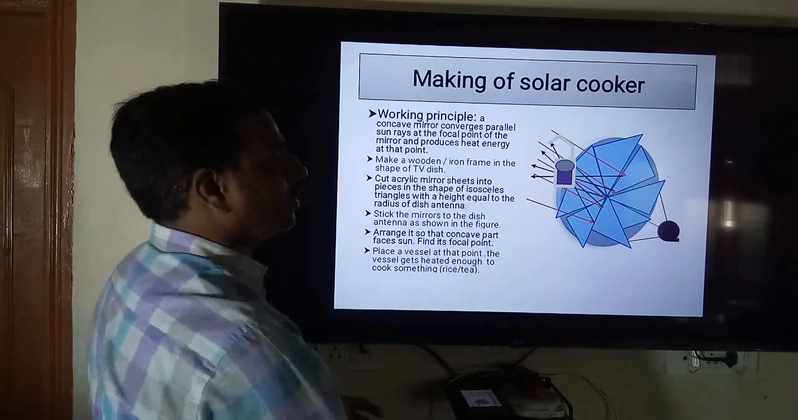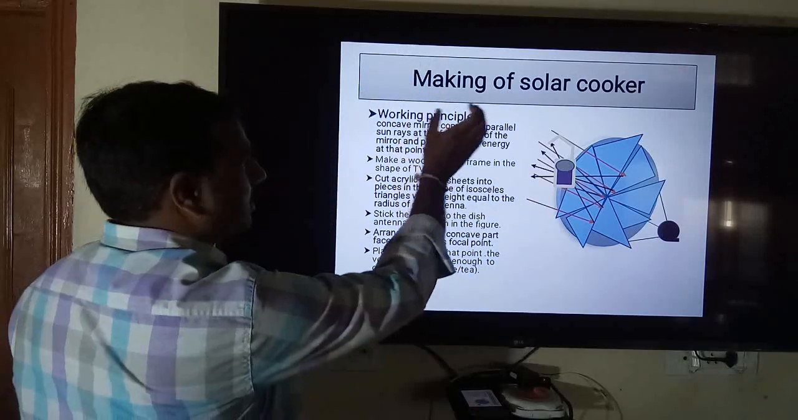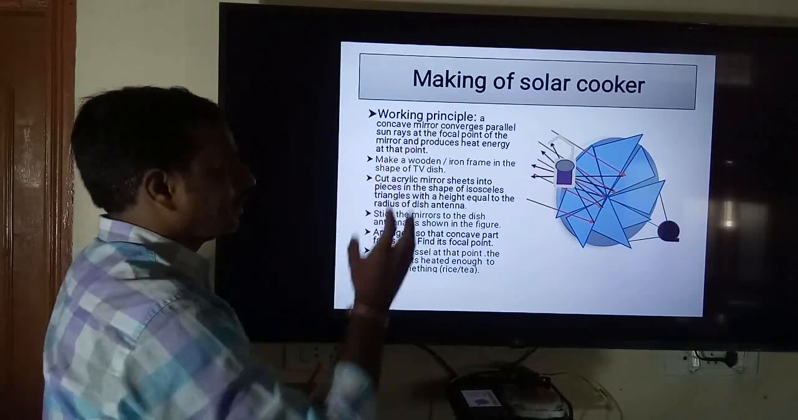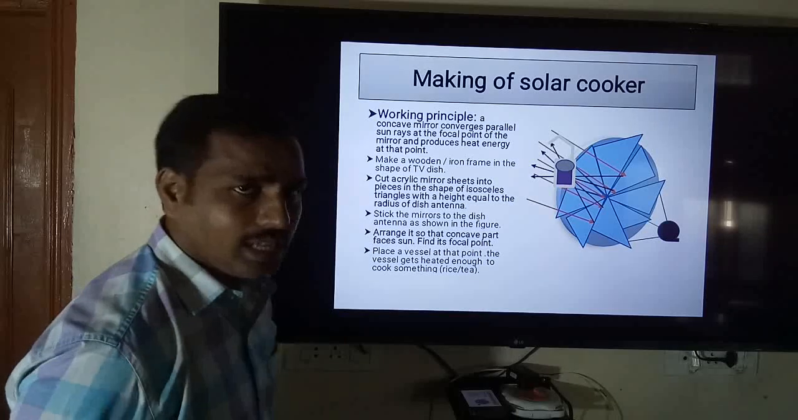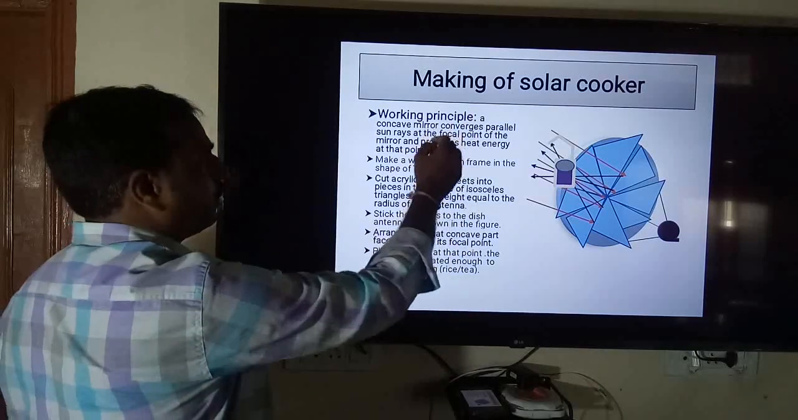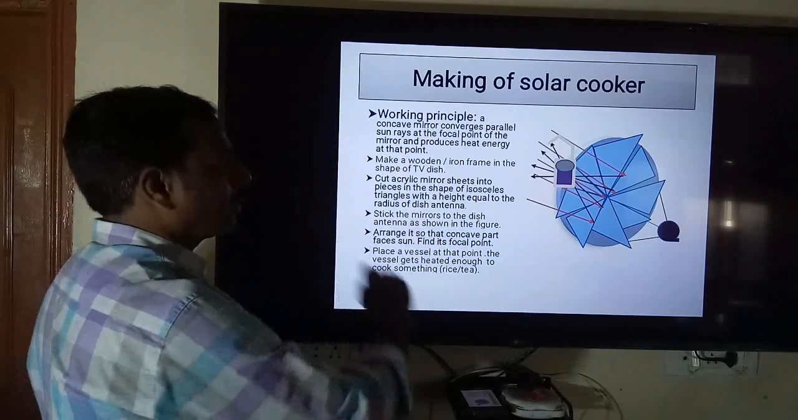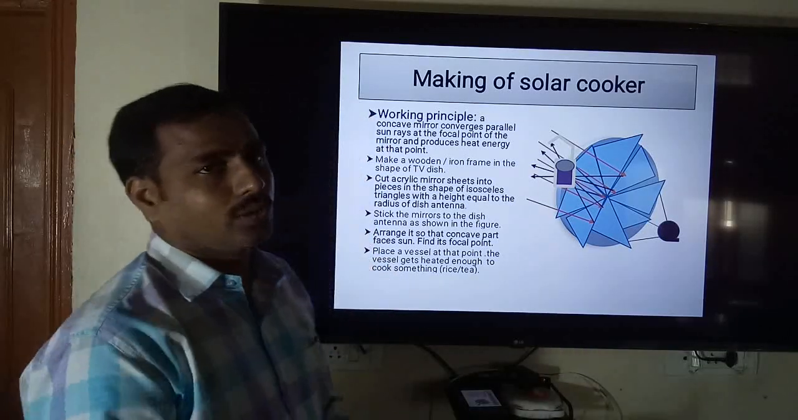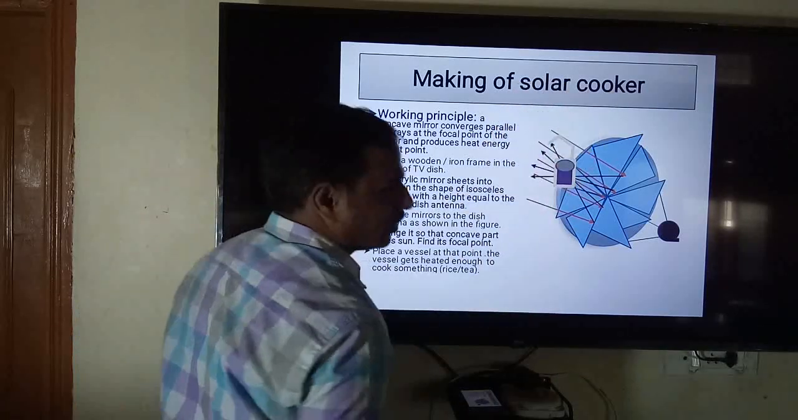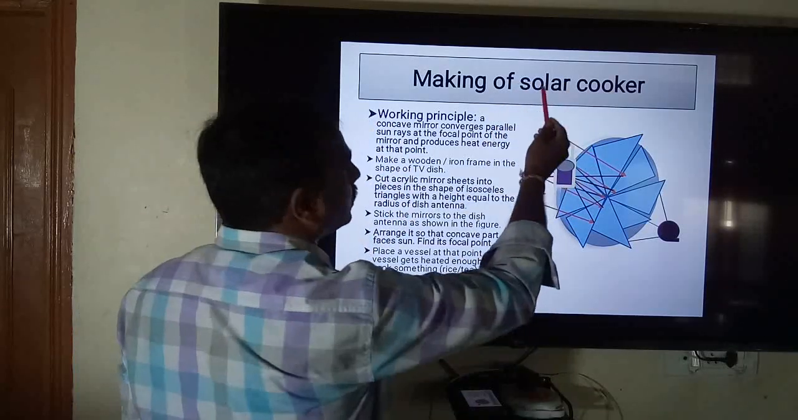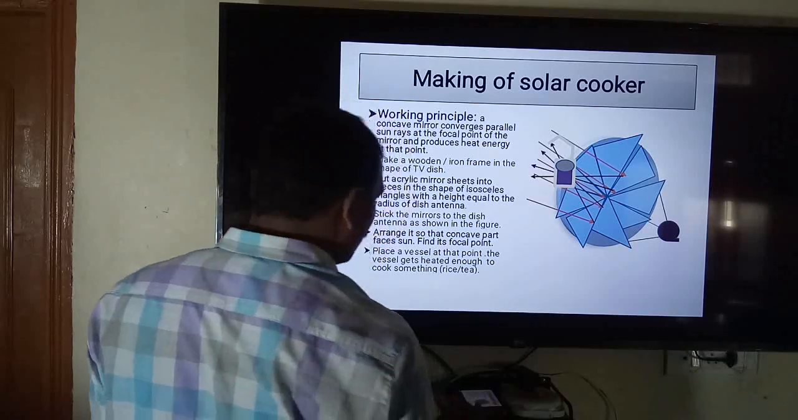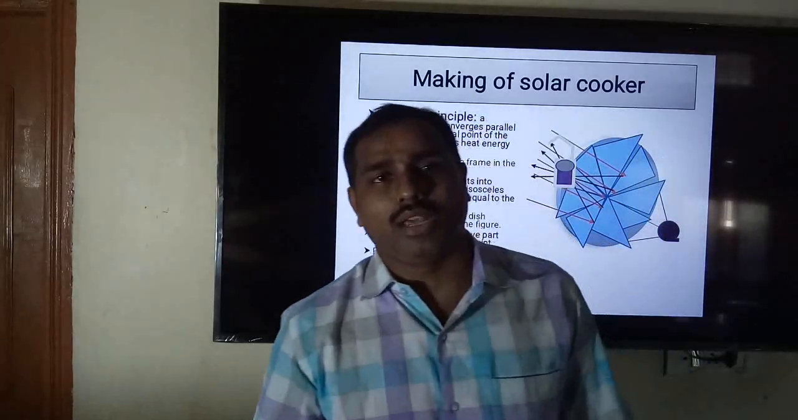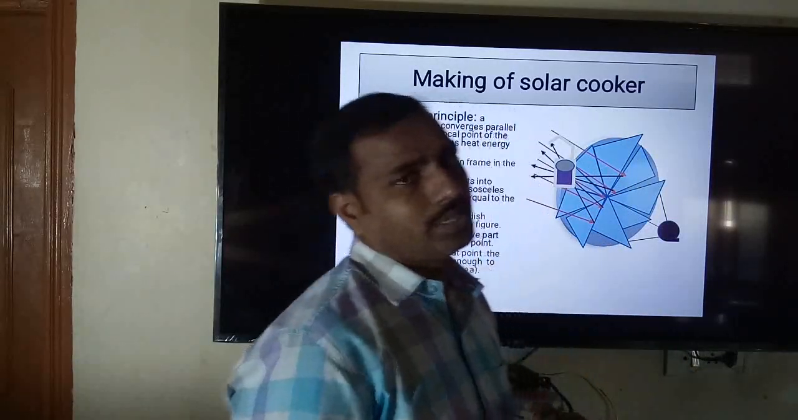The working principle of the solar cooker is that parallel rays falling on the concave mirror converge at one point, that is the focal point. At that focal point, all those rays produce heat. By using that heat, we can cook food. That's why this is called a solar cooker, because which energy are we using? Solar energy. Okay, now we are going to solve a problem related to the mirror formula.